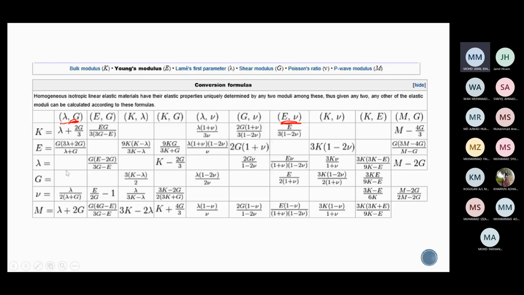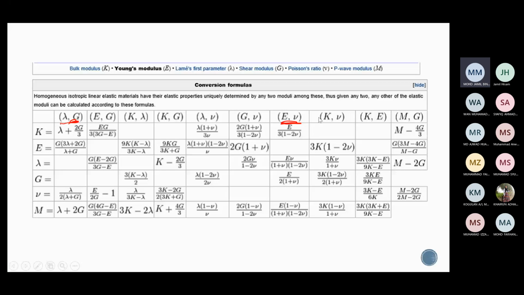E is already given. So lambda, we can find lambda, can find G, can find V. V is already given. So if you are given in your question or in your task, let's say assignment or FYP, only two material properties, and you want to find the other material properties, you can just use this formula.